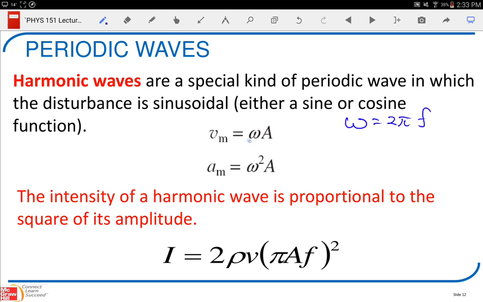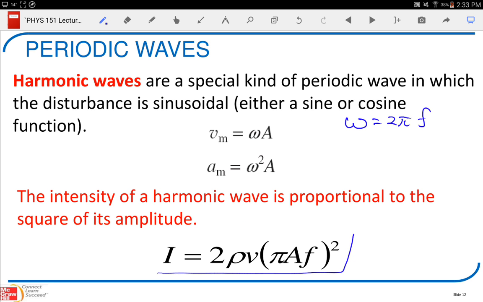So the maximum speed is the angular frequency multiplied by the amplitude A, and the maximum acceleration is that angular frequency squared multiplied by the amplitude A. Some very simple relationships in calculus. You just take a first derivative, that's what brings out the omega from sine or cosine. Second derivative, bring out another one. It's very easy to see where that comes from.